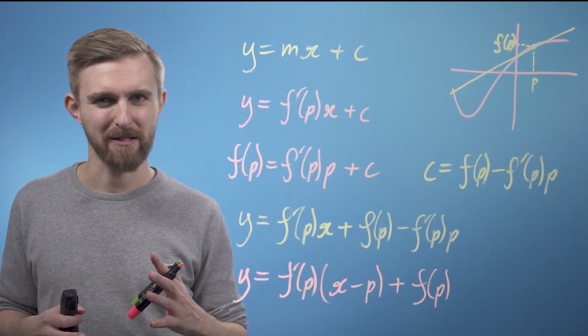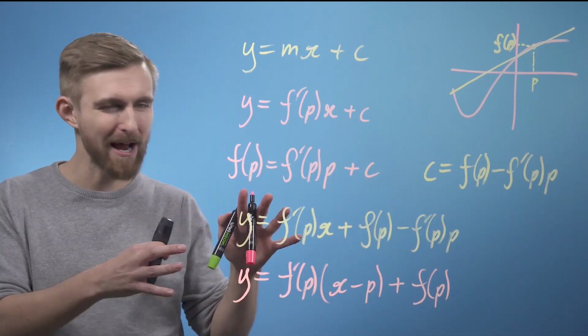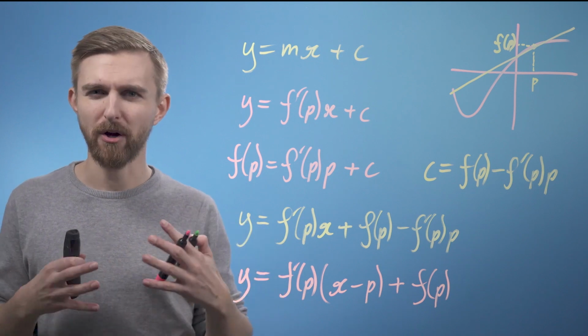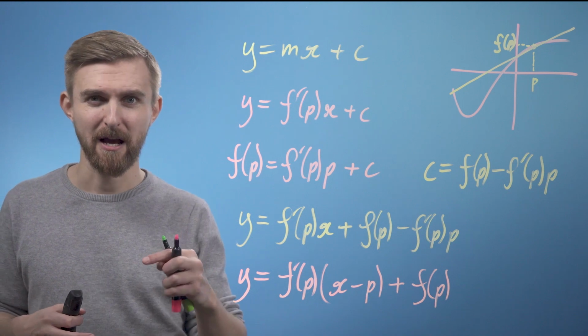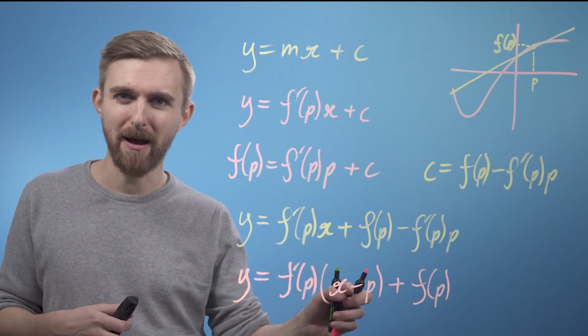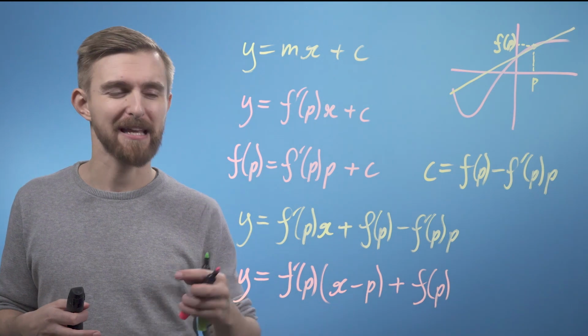What this shows us is that by building our approximation around the point p, when we use our gradient term f dash of p, rather than applying it directly to x, we instead now apply it to x minus p, which you can think of as how far you are away from p.